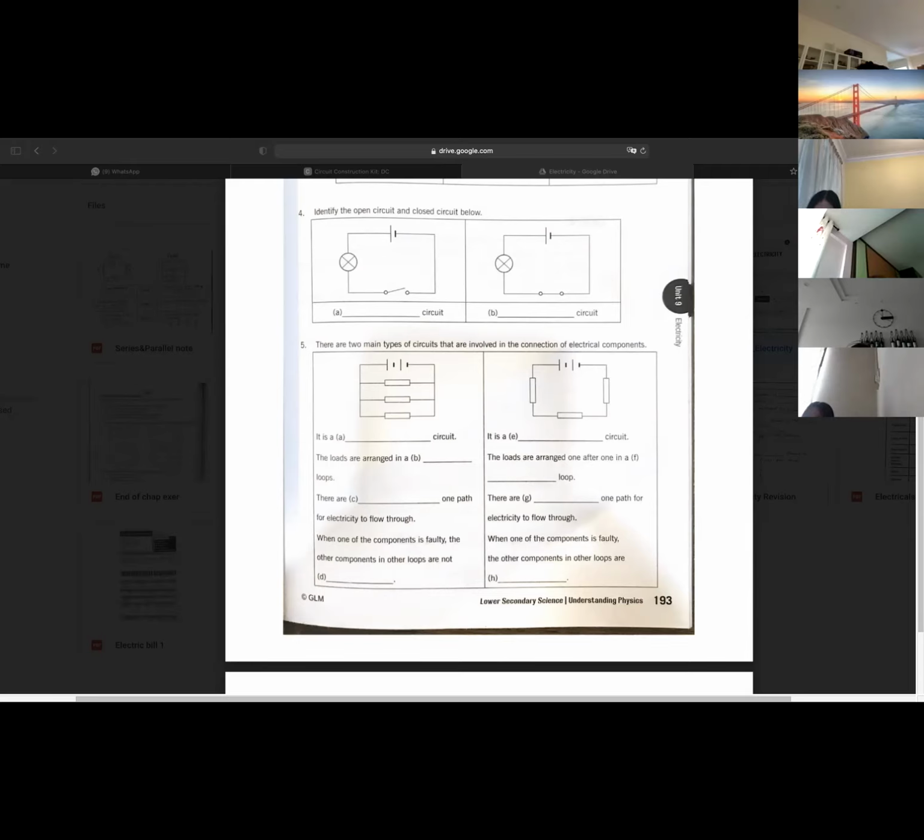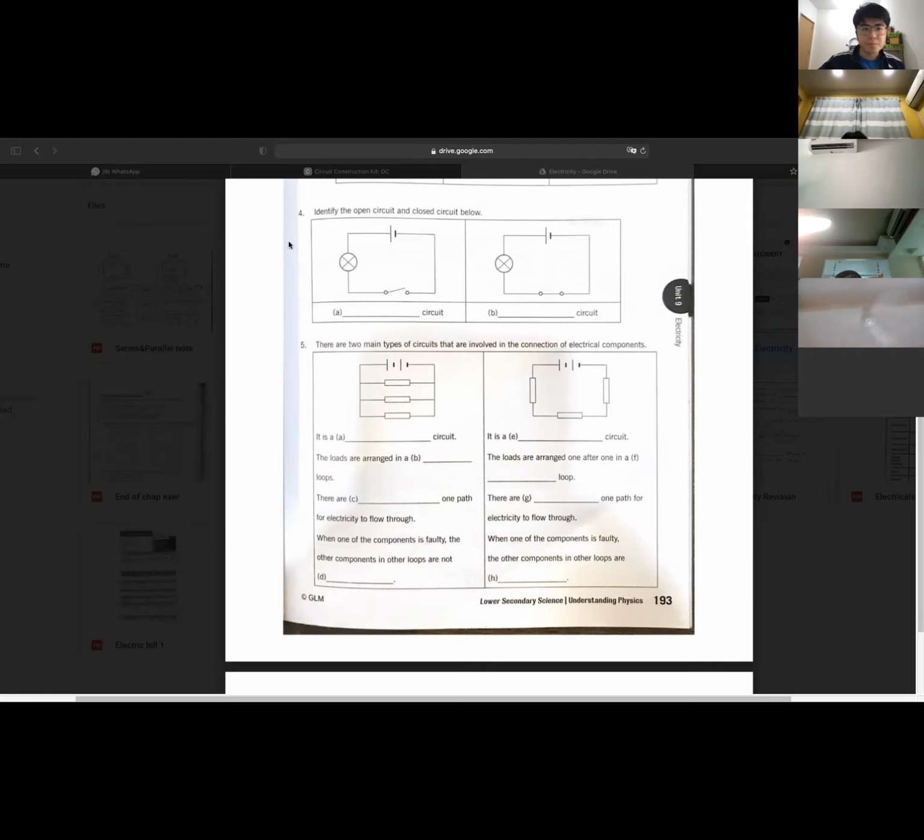Jollity, where's Jollity? Okay, Jollity, yes. Number 5. What type of circuit is this? Series or parallel? This one. Parallel. Okay, it is a parallel circuit.